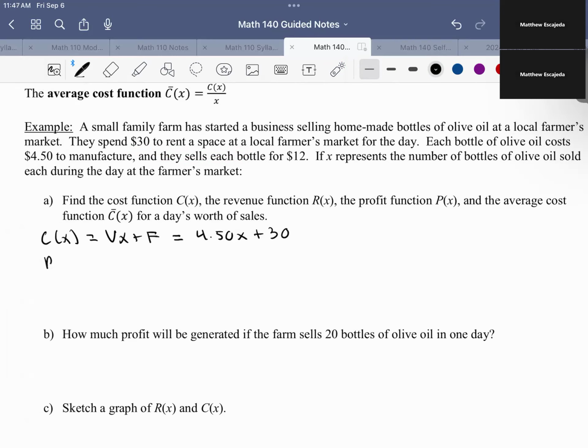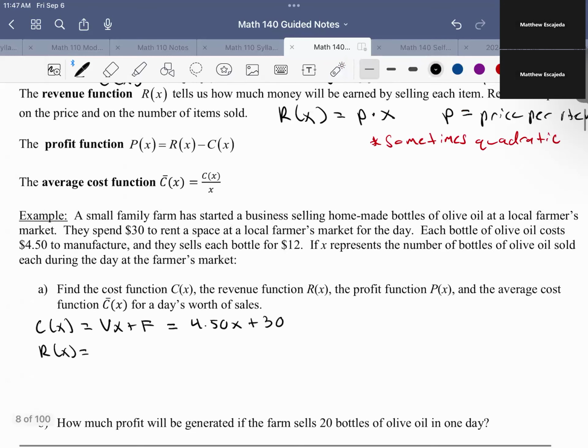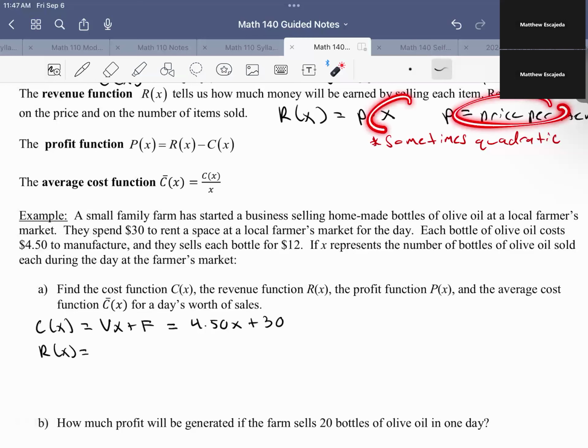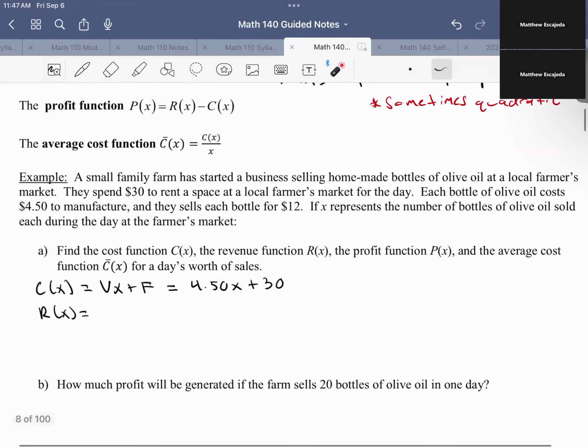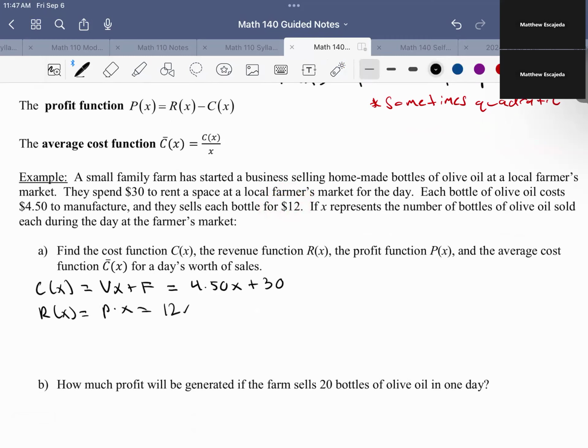Okay, so now our revenue, right? Our revenue is price per item times number of items sold. So for our revenue function, how much are we selling each bottle for? We're selling it for $12 each bottle, right? So that would just be price per item times X. So it'll just be 12X.